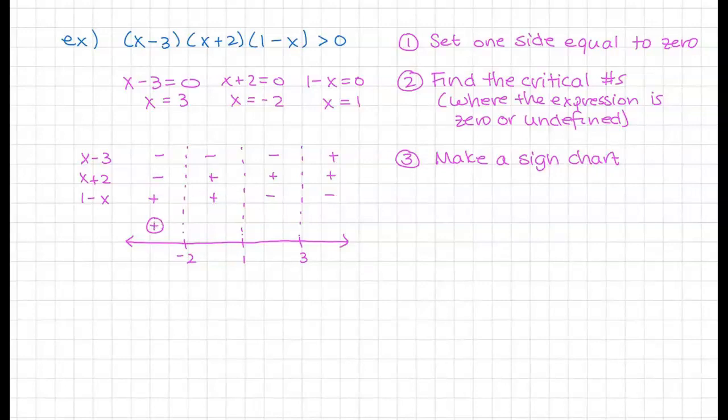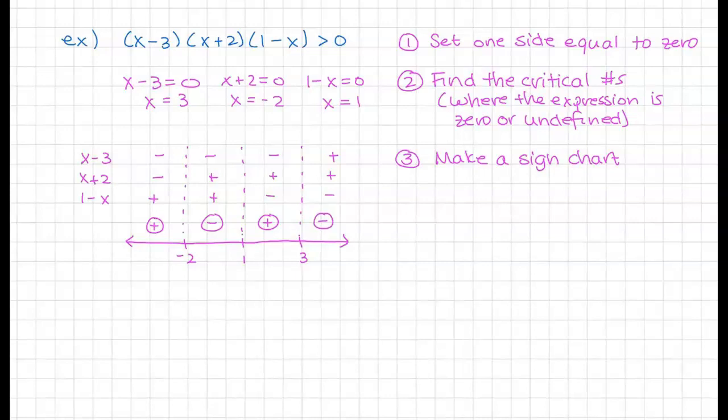So here in this next interval we have an odd number of negatives, so the product's going to be negative. Then we're back to an even number of negatives, so it's going to be positive. And then we have an odd number of negatives, so it's going to be negative. And now I'm almost done.